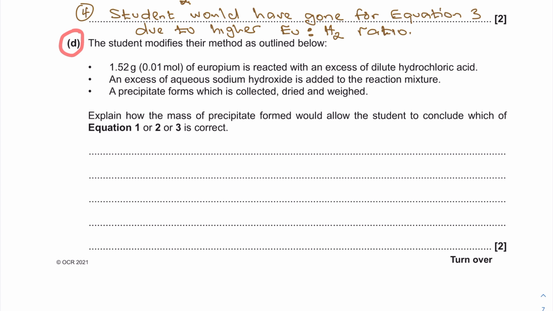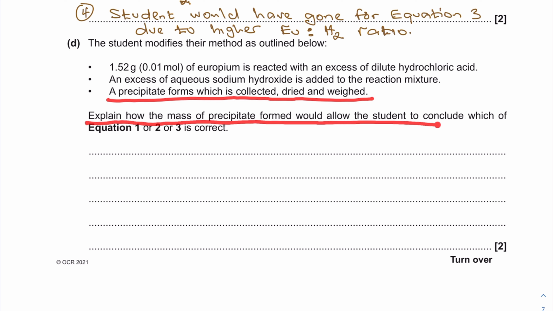D. The student modifies their method as outlined below. 1.52 grams, 0.01 mole, of europium is reacted with an excess of dilute hydrochloric acid. An excess of aqueous sodium hydroxide is added to the reaction mixture. A precipitate forms, which is collected, dried, and weighed. Explain how the mass of precipitate formed would allow the student to conclude which of equation 1, 2, or 3 is correct.